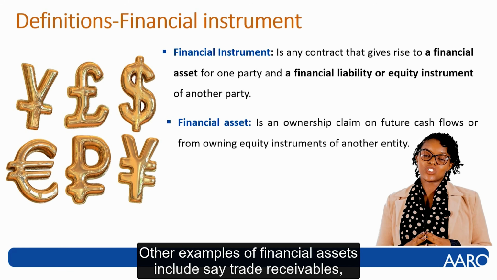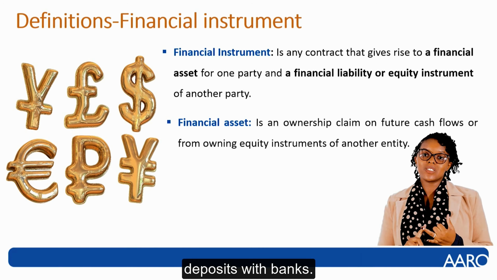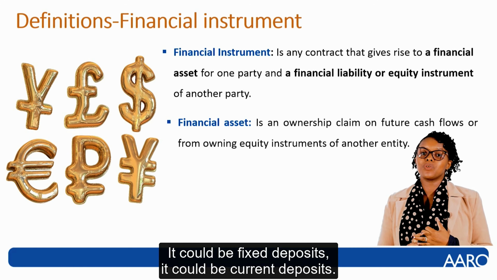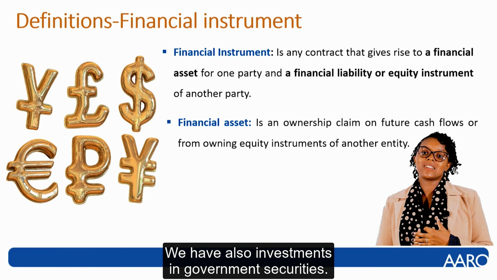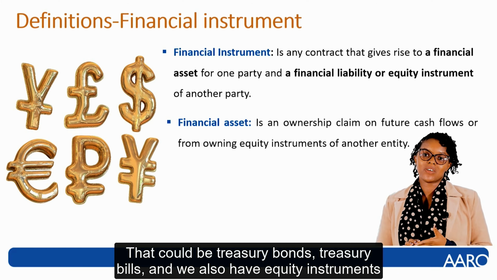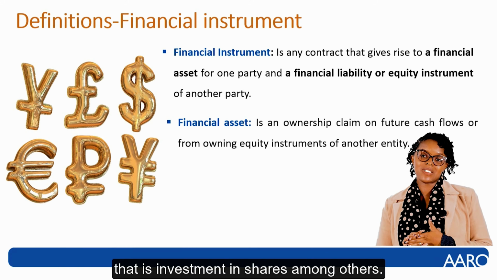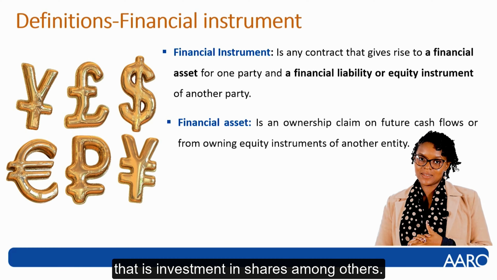Other examples of financial assets include, say, trade receivables, deposits with banks. It could be fixed deposits, it could be current deposits. We have also investments in government securities. That could be treasury bonds, treasury bills. And we also have equity instruments, that is, investment in shares, among others.